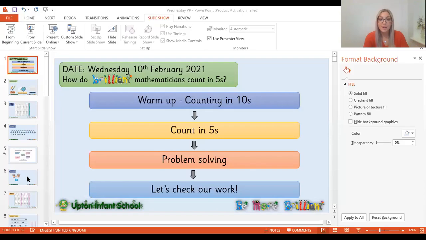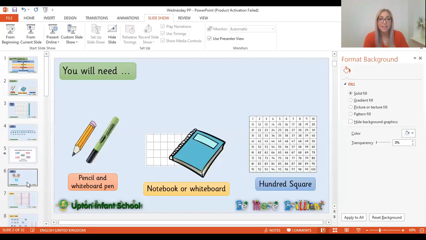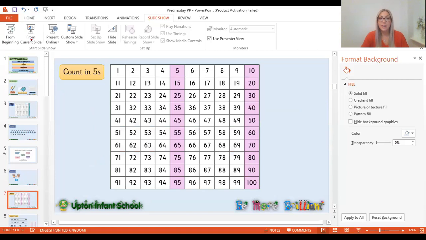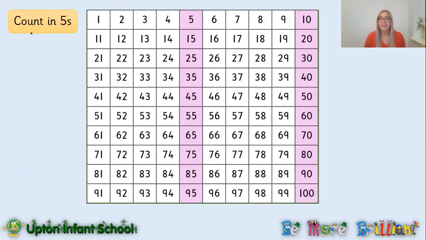So scrolling down, we've practiced counting in tens, and then we're going to go on to our learning, which is counting in fives. So we looked at the rule the other day, and we said when we count in fives, it always ends in a 5 or a 0. Okay, so when we count in fives, we always say a number which ends in a 5 or a 0. Okay, so we're going to have a go again at counting in fives together.